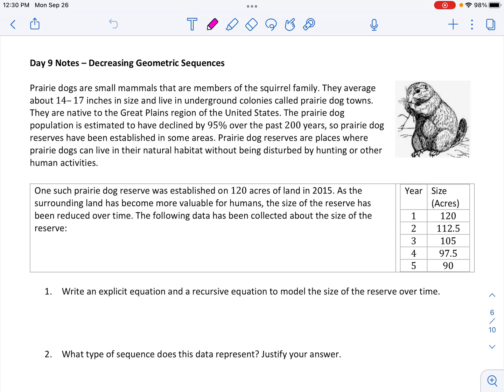Day 9, we're going to take a look at decreasing geometric sequences, and then also look at some review.